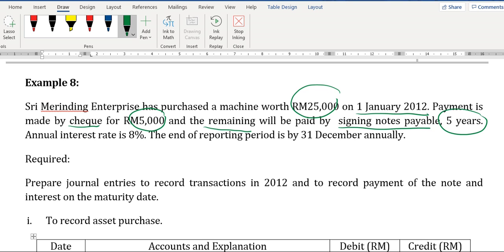Once you issue the notes payable, that means you need to pay the principal together with the interest. The interest rate for 1 year is 8%, and the company closes its accounts every year on 31st of December.